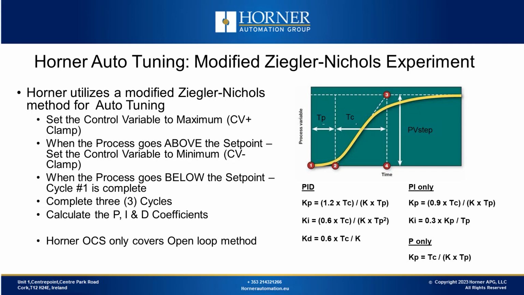This cycle repeats 3 times. Throughout these cycles, the system records timings and values. After completing the 3 cycles, it uses these timings and values in the algorithms shown at the bottom right to determine the optimal proportional, integral, and derivative coefficients. This is how auto-tuning works in a Horner product with the Ziegler-Nichols method.